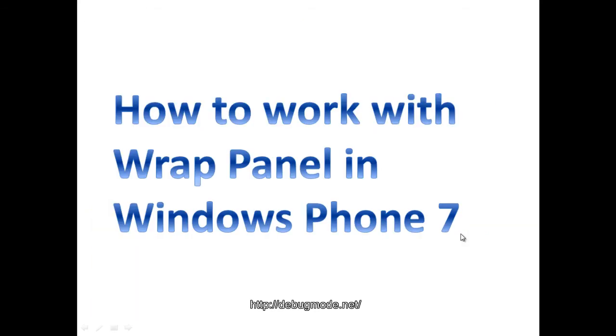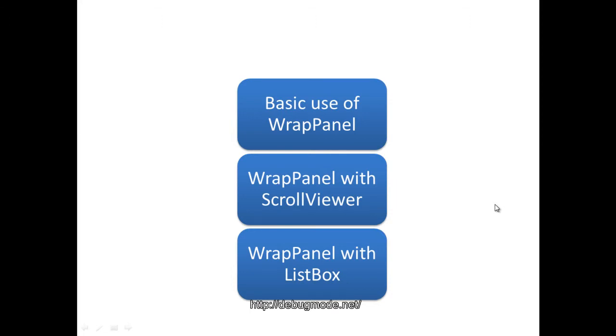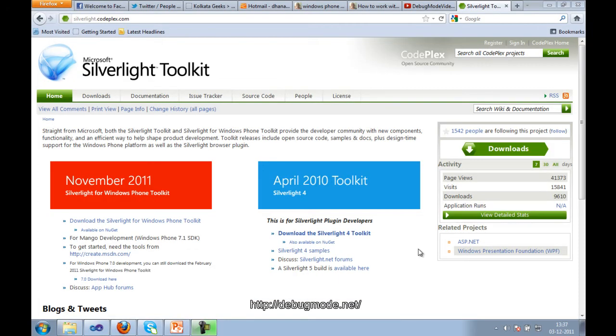In today's episode, I'll show you how to work with WrapPanel in Windows Phone 7. I am going to cover three topics in this episode. In the first part, I'll show you some basic use of WrapPanel. Then we will move to working with WrapPanel and ScrollViewer. And in the last part of the episode, I'll be showing you how we can work with ListBox and WrapPanel together. WrapPanel comes as a part of the Silverlight for Windows Phone Toolkit.